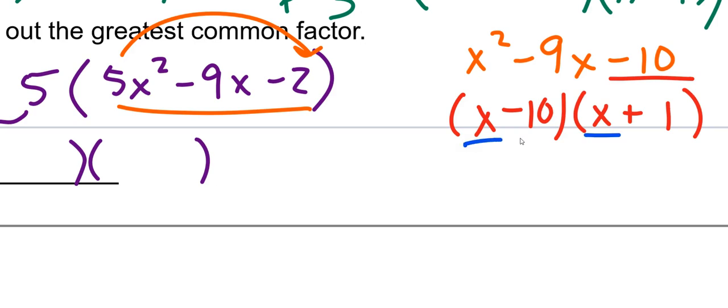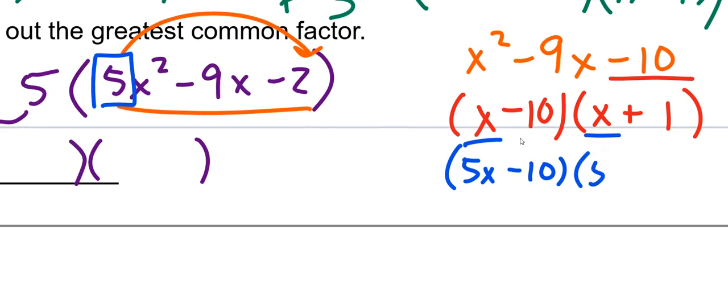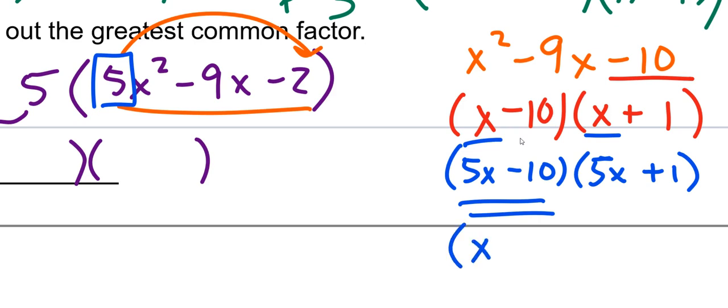In front of both of the x's, this 5 that was over here is going to return. 5x minus 10, 5x plus 1. Now, is there a GCF inside the first one? If so, pull it out and get rid of it. You can see that it has a 5. So if I pull that 5 out, it's an unnecessary 5. I'm left with x minus 2, right?